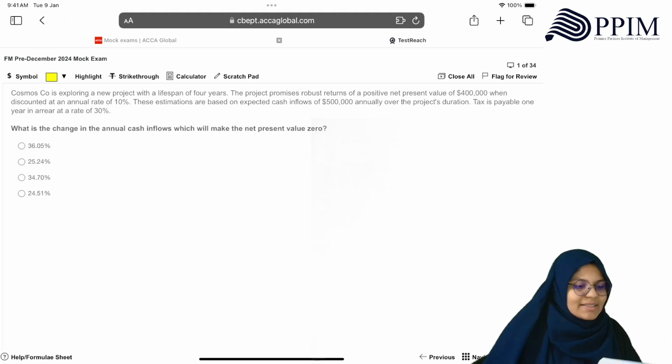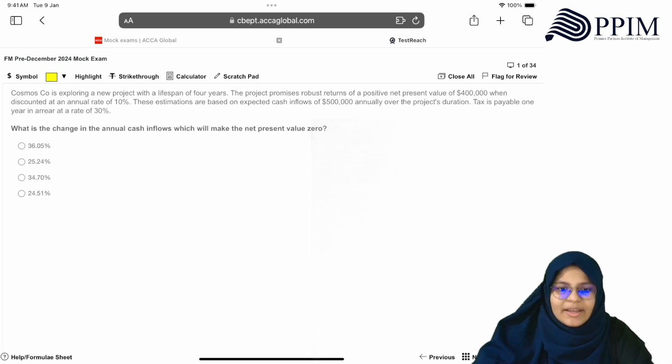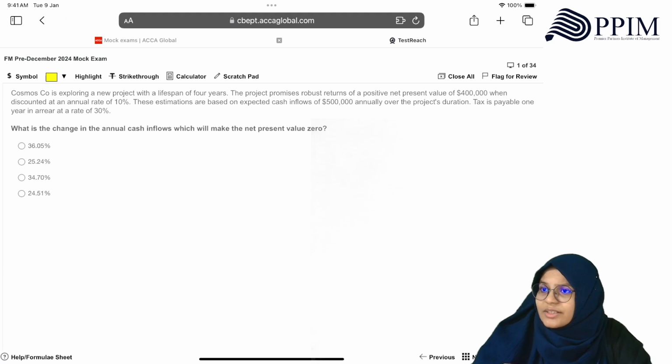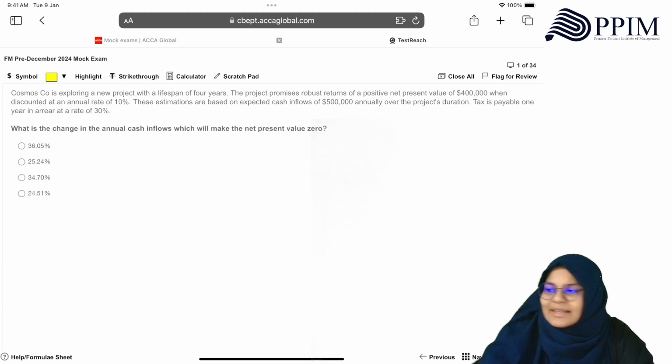Okay, so what are they saying? They're saying there is a new project, okay, and the lifespan of that project is 4 years. Fine. And they are saying that the net present value also we have calculated, it is 400,000 if we use the discount factor at 10%. Okay. These estimations are based on expected cash inflows of 500,000 annually over the project's duration. Taxes payable 1 year in arrears at a rate of 30%. So they are saying, how did I calculate this 400,000 positive NPV? I did that based on expected cash inflows of 500,000. So they are telling me that. Okay. And they are saying taxes paid in arrears.